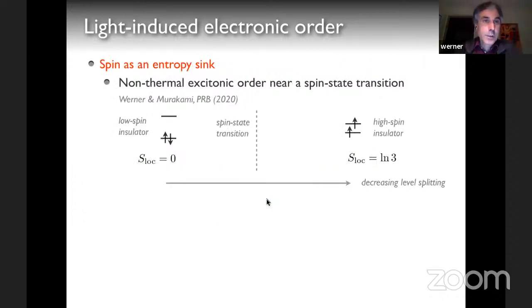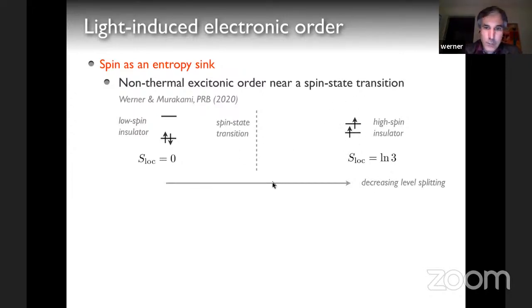Finally, I want to also show that we can use the spin degree of freedom as an entropy sink. This was a recent project where we looked at the two orbital Hubbard model with crystal field splitting and Hund coupling. Now, if we first look at the atomic limit, you can easily understand that for large crystal field, we are in a low spin state with a local entropy of zero, whereas for small crystal field splitting, we are in a high spin state with a local entropy of three, because there are three triplet states.